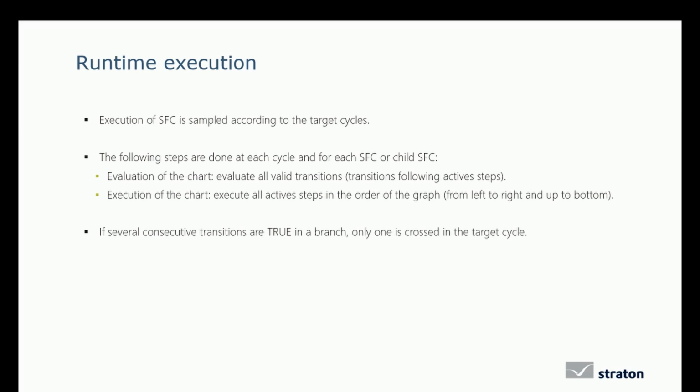The execution of an SFC is sampled according to the target cycles. The following steps are done at each cycle for each step. Evaluation of the chart. All valid transitions are evaluated. We speak here of the transitions following active steps. And then execution of the chart. All active steps are executed in the order of the graph, from left to right and up to bottom. If several consecutive transitions are true in a branch, only one is crossed at each cycle.